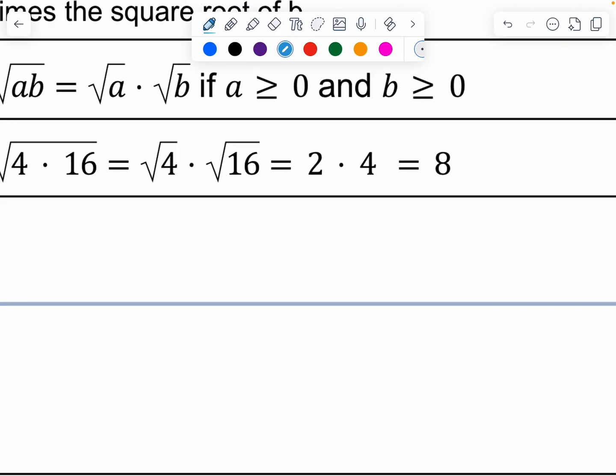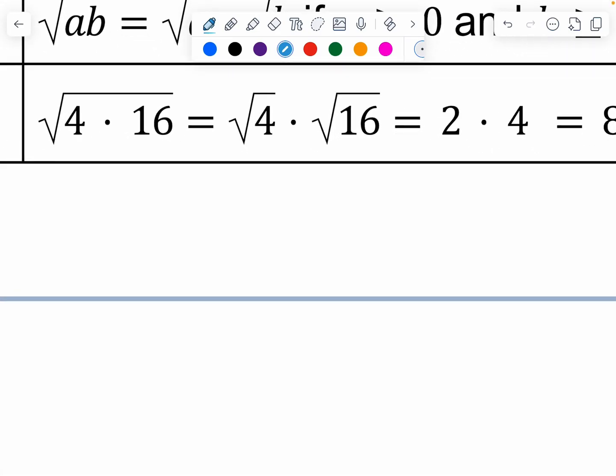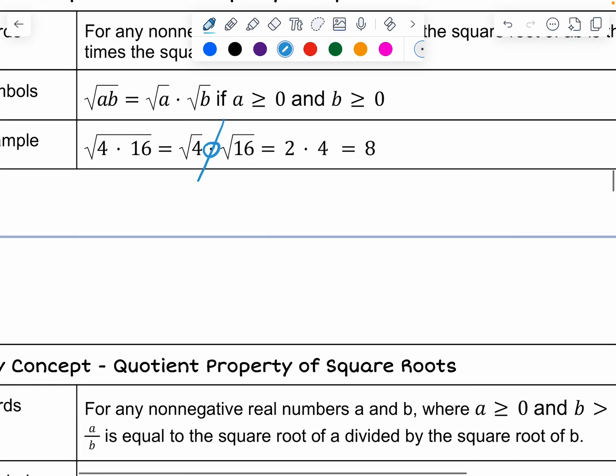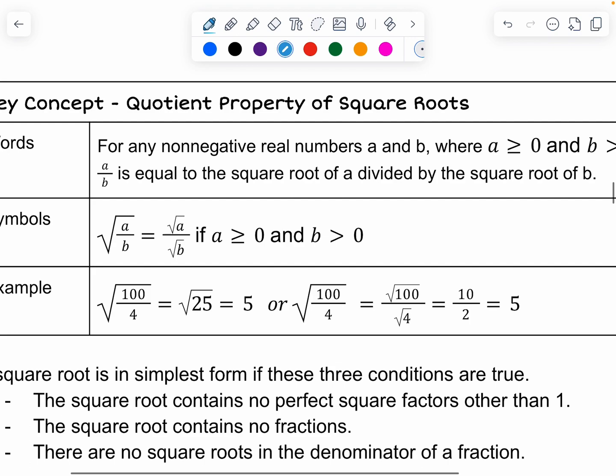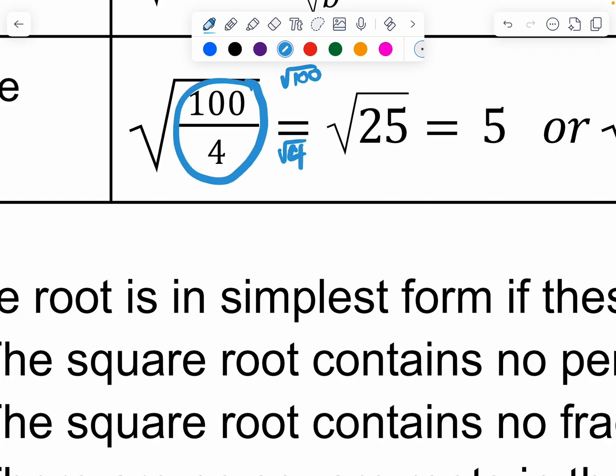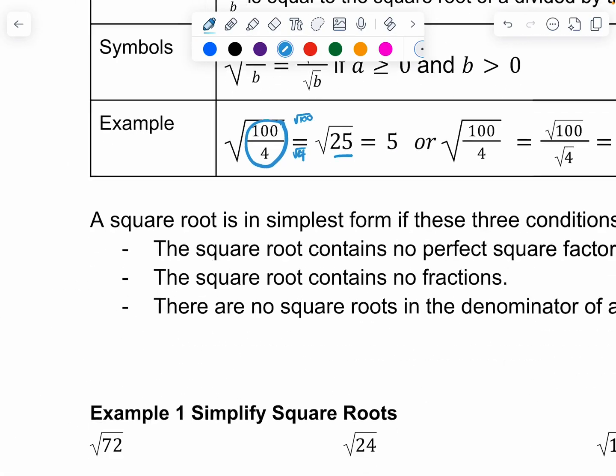So basically what we're going to be doing is, if I told you to take the square root of this, you can split it into two because there's multiplication going on, and take the square root of each part of that. Same thing as if you have division. I can take the square root of the top part, I can take the square root of the bottom part, but I could also simplify the fraction first. 100 divided by 4 is 25. So you can do that either way.